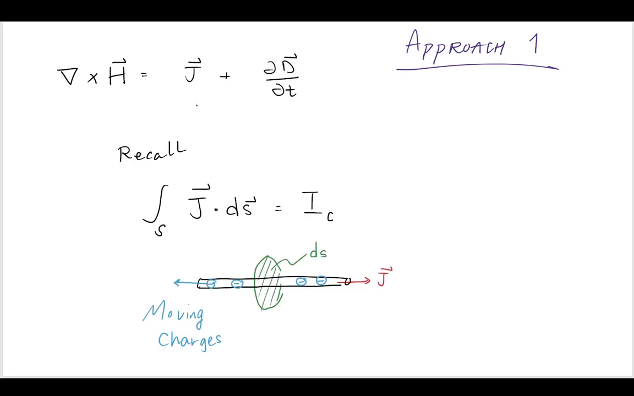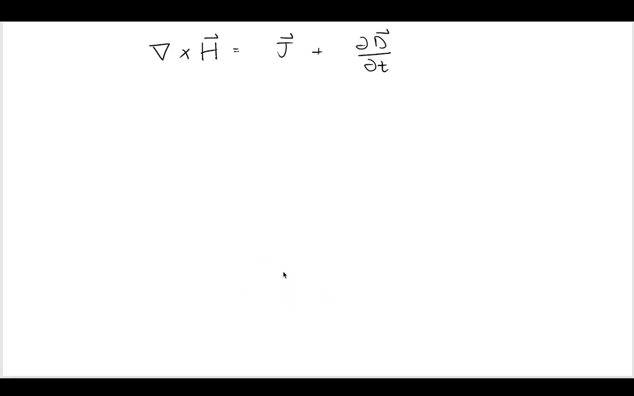To start with this approach, we look at this term, and we recall that if we were to take a surface integral, so if we're going to add up all of the current going through this surface, we would call that a conduction current, which is equal to all the moving charges that go through some dS that you've chosen. So starting from Ampere's law, we know that if we take that surface integral, we'll get that conduction current.